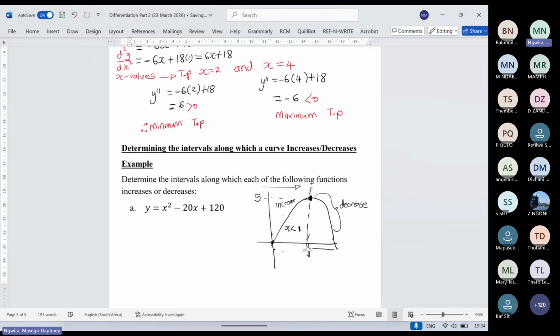My graph is increasing. And then from here, going to the right, I'm going to say x is greater, meaning that the values from 1 going there are more than 1. Starting from 1 going to the right, we say greater. Starting from 1 going to the left, we say less than. So I say x is less than, then x is greater than. My graph is increasing when x is less than 1, and my graph is decreasing from x equals 1 going to the positive side.